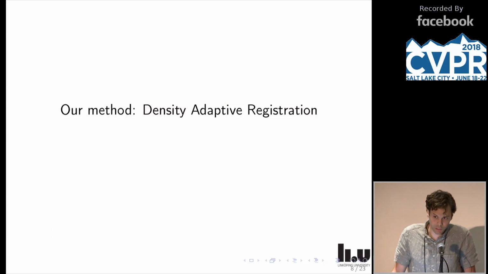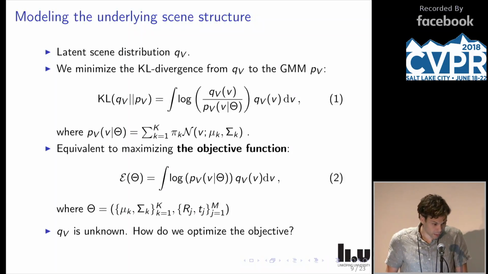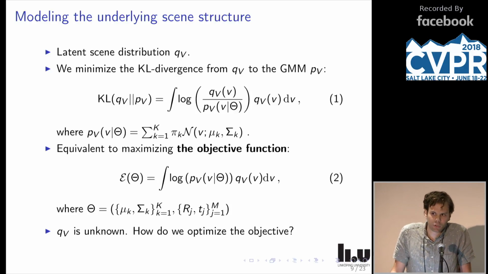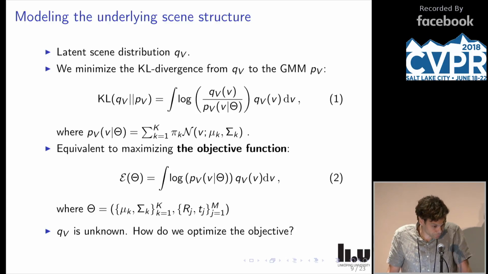So now to our method, which is the density adaptive registration method. Instead of modeling the spatial location of the 3D points, we intend to model the underlying structure of the scene. We do this by first defining a latent scene distribution, which we denote by QV here. We find QV by minimizing the KL divergence from QV to our probabilistic model, which we denote PV, and PV is again a Gaussian mixture model as before. This is equivalent to maximizing the negative cross entropy, or as we denote here, our objective function.